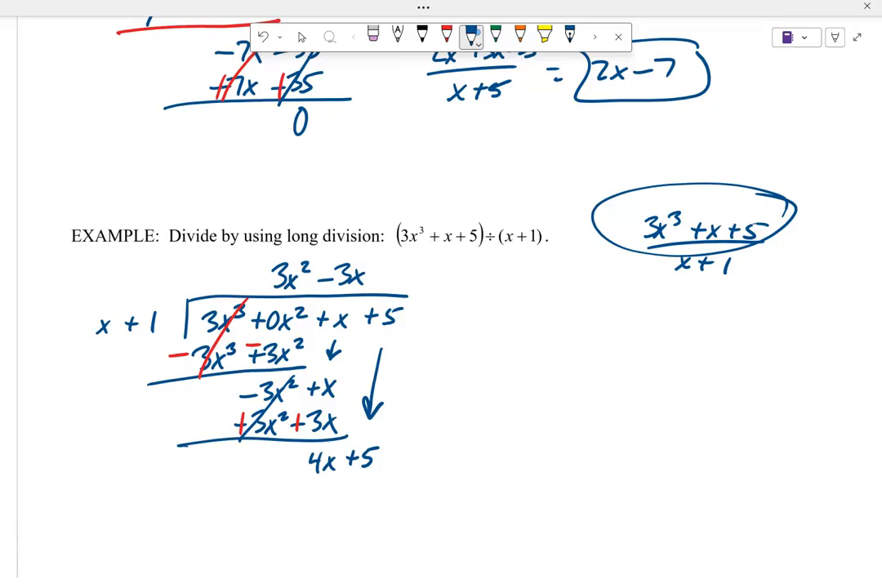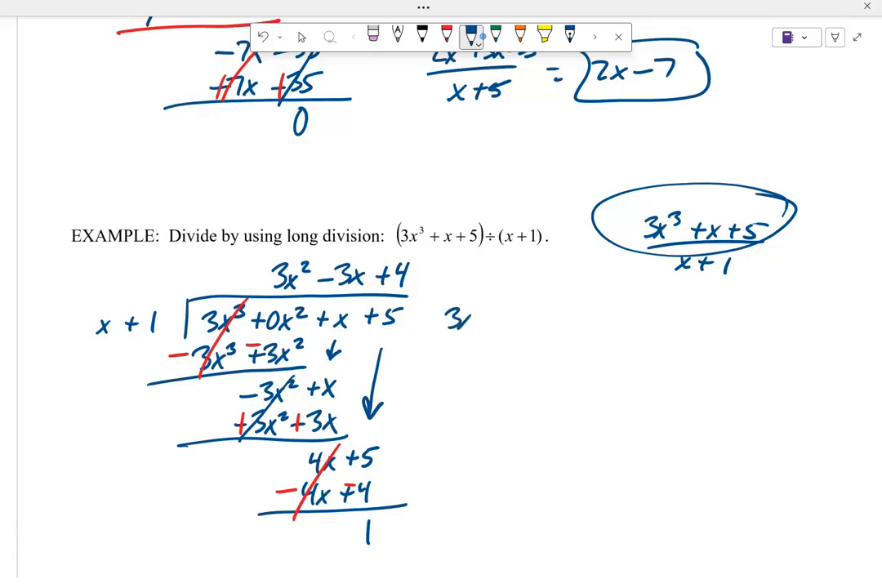And now I'm trying to match the 4x. So I'm thinking of what times x gives me 4x. Good. Please say that's a 4. Let's multiply it through. 4 times x, 4x. 4 times 1, plus 4. Don't forget, change those signs. 4x minus 4x is gone. 5 minus 4 is a 1. Okay, it looks like I have a remainder.